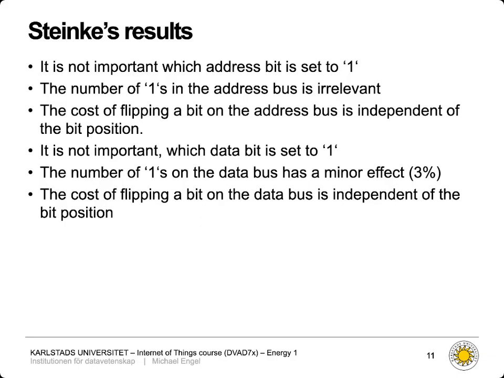It's also not important which data bits are set to 1, and the number of ones on a data bus has only a very minimal effect of around 3% on the power consumption, and the cost of flipping a bit on a data bus is in turn independent of the bit position. So we have some effects which actually contribute to our power consumption, some effects which don't, and some effects like the number of ones on the data bus, which only have a very minimal contribution here.